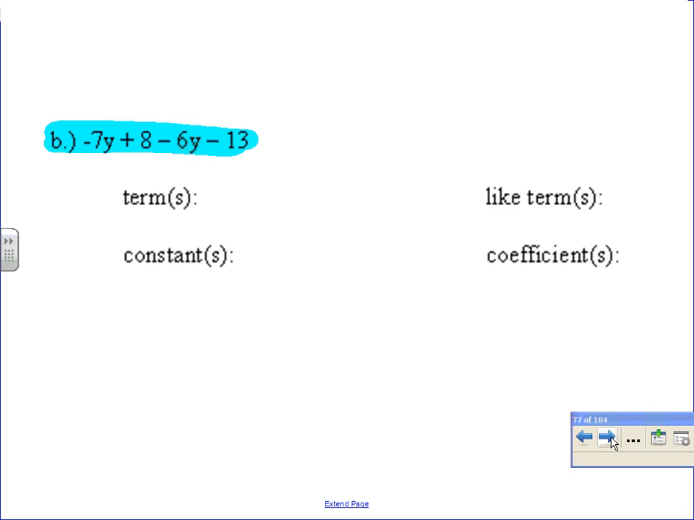So if you're done with B, try C, which is on the back. No, don't try the next one. Just B and C, as far as I want you to go. No, we'll do that together.